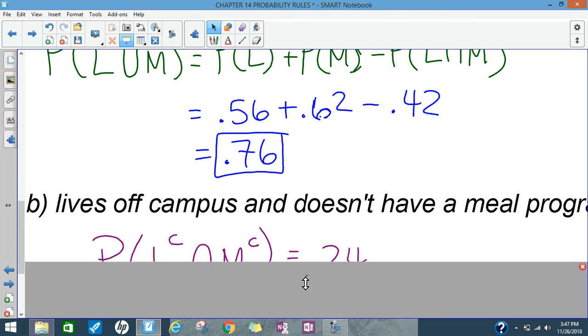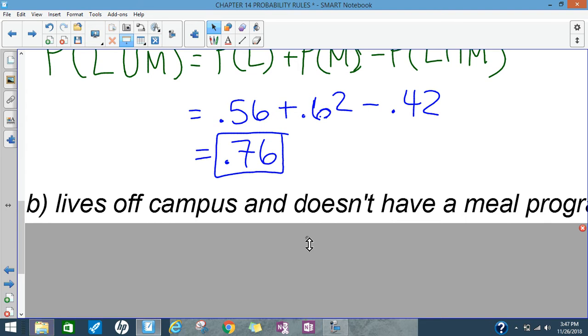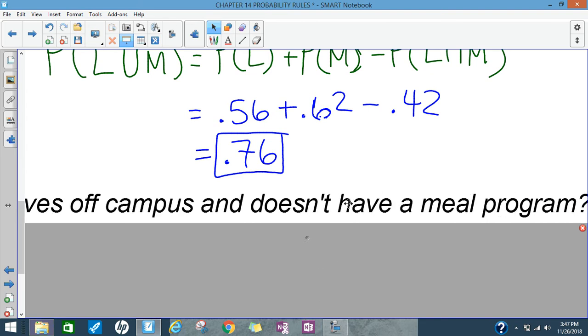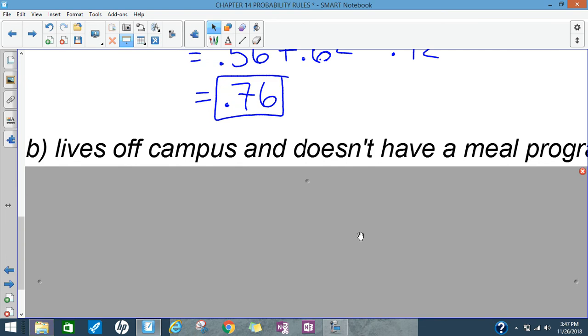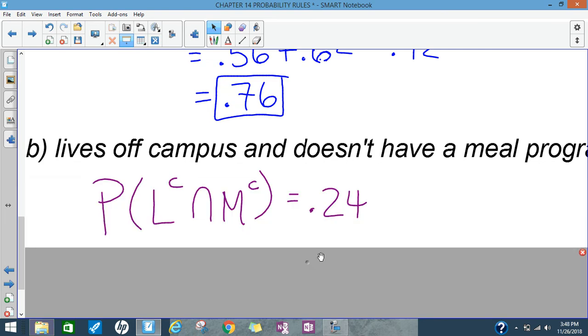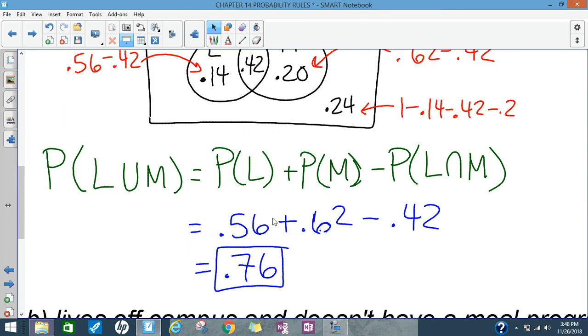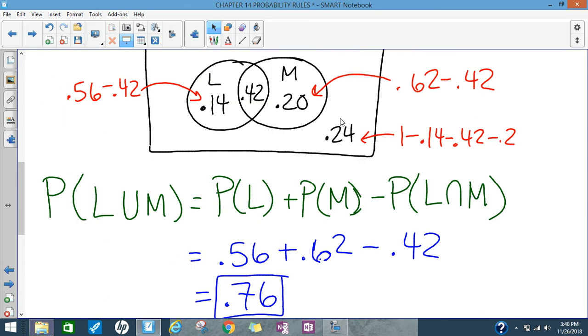So we can take this a little further using the Venn diagram. We want to know the probability a student lives off campus and doesn't have a meal program. So in our notation, the living off campus is the complement of living on campus. Not having a meal plan is the complement of having a meal plan. And so that's this area here that we found on the Venn diagram. That's 0.24.